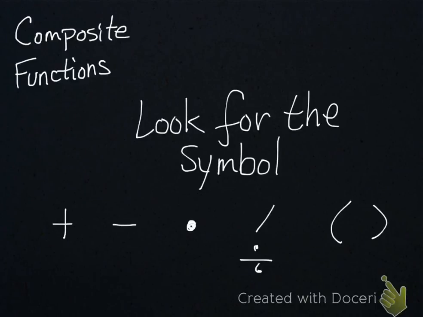Hello, this is Mrs. Boots, and we're going to work the practice problems for composite functions. Remember to look for the symbol. So we have a plus sign for addition, a minus sign for subtraction. That's old school. For multiplication, there may be no symbol or a dot. For division, it may be a slash or division symbol. And if we're plugging something in, we're going to have parentheses.